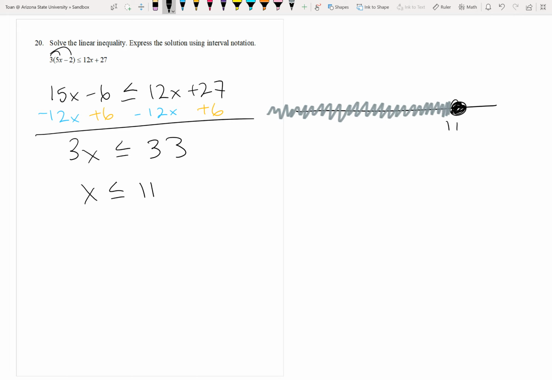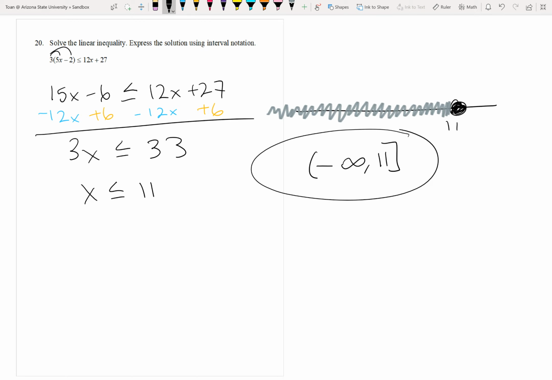So forever to the left would be negative infinity, comma, and we keep going to the right until we stop at 11. Infinities are always open, and since the 11 is closed, we're going to use a square bracket. That is the interval notation for the solution set of this problem.